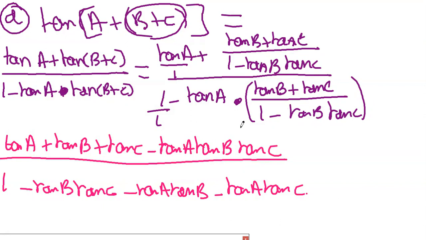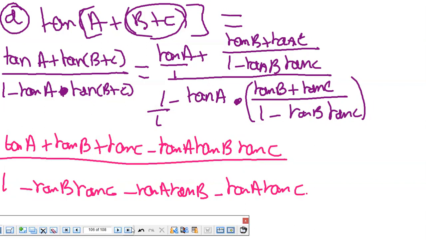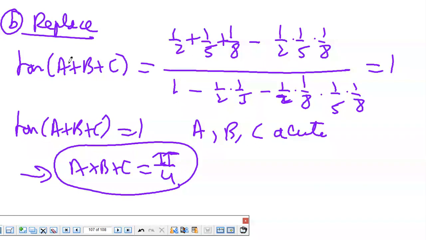In the denominator, I will do the same. 1 times 1, it's 1. Now I have minus tangent B tangent C, it's here. And I have here minus tangent A tangent B and minus tangent A tangent C. It's just about developing.